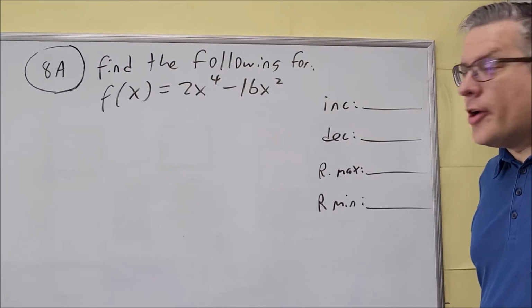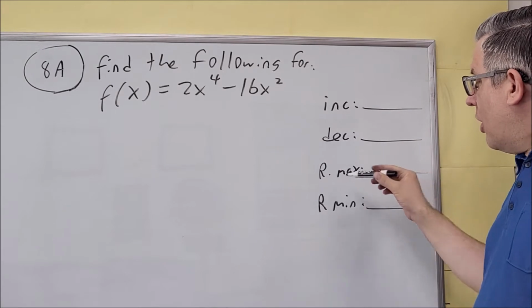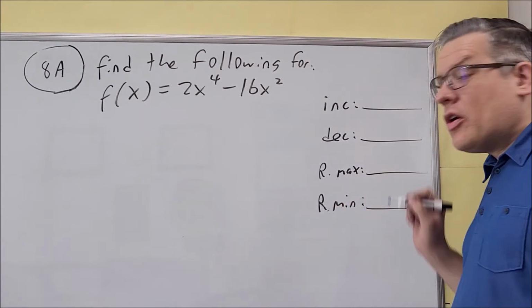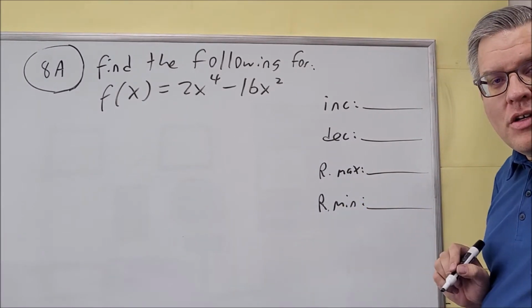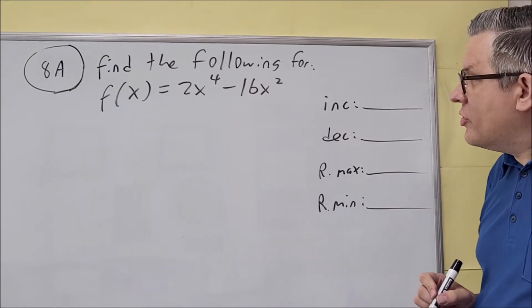Number 8 is going to require you to find the intervals of increasing, decreasing, and also the R stands for relative, so relative max and relative min. Now all this is going to require you to take the first derivative. So let's do that first.